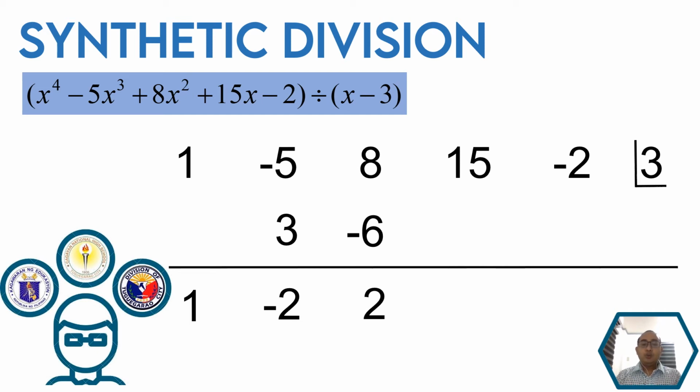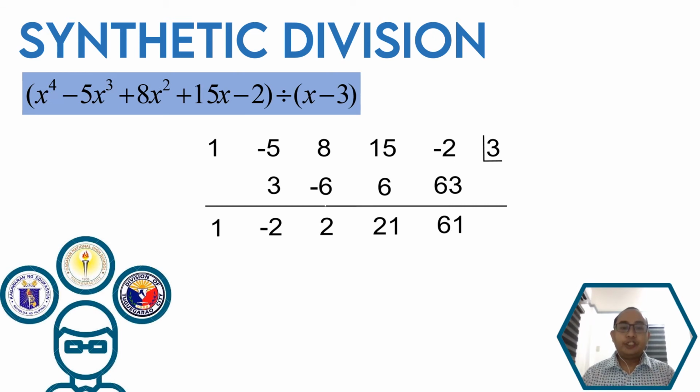And then, we are now going to multiply. 2 times 3 will give me 6. 15 plus 6 will give me 21. 21 times 3 will give me positive 63, and negative 2 plus 63 will give me positive 61.